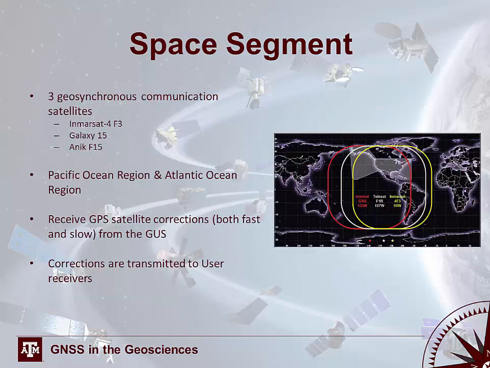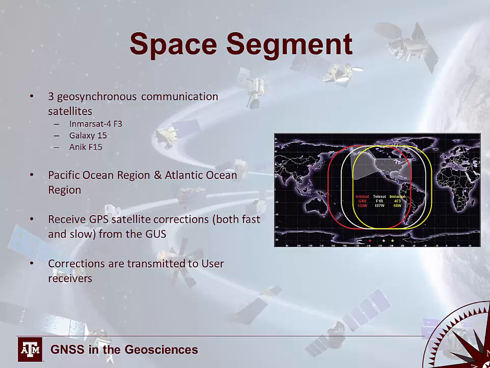So the space segment is 3 geosynchronous communication satellites. There's Inmarsat 4, Galaxy 15, and Anik F15. And you can see the orbits on the right here in red, white, and yellow. They operate over the Pacific Ocean region and the Atlantic Ocean region, so they're more targeted towards North America, South America.